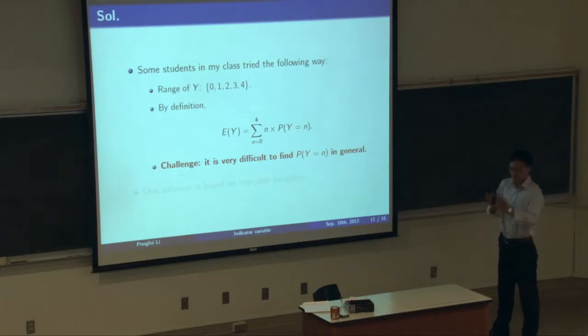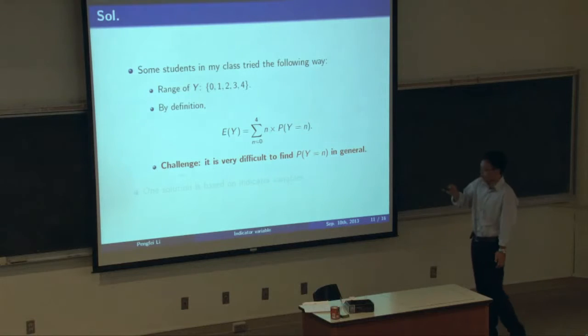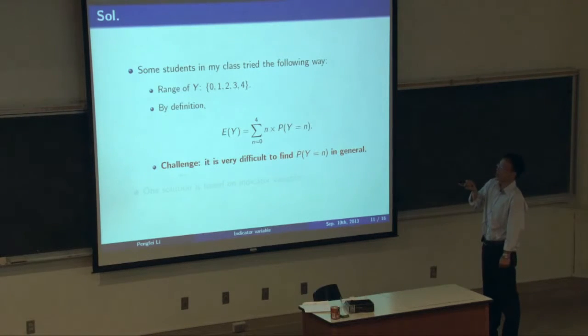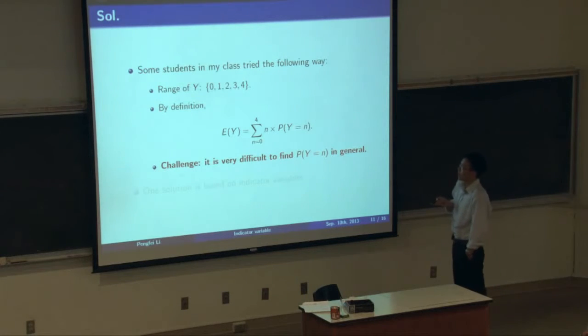Now, some students would really like to try this question, and they just follow in the following way. They first figure out the range of Y is from 0 to 4. 0 means that we don't have a changeover. 4 means that starting from the second day, every day we are going to be different. And they already know the definition of the expectation, so they just plug in n times the probability of Y equal to n and take the summation.